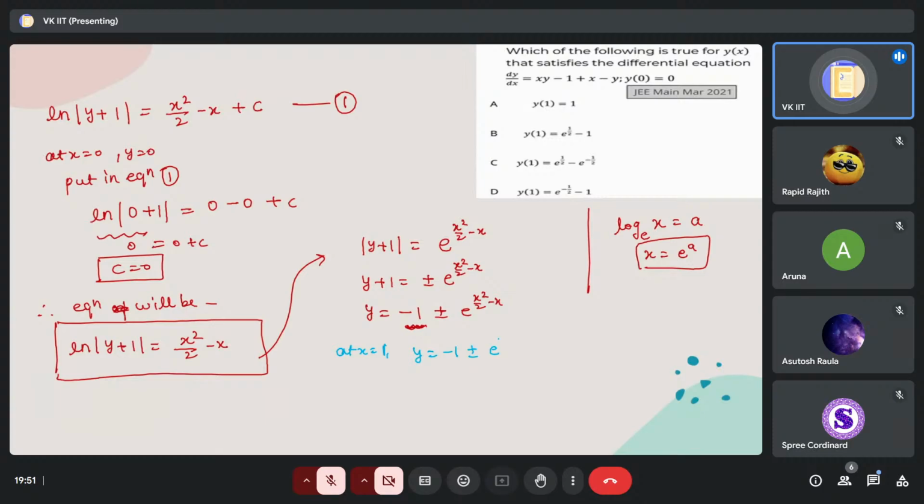Okay. So two answers will be there. Either it is e to the power minus 1 by 2 plus 1, or it is e to the power minus 1 by 2 minus 1. And only one is matching, I guess. Okay, so D option. Yes, sir. So y at 1 is equal to e to the power minus 1 by 2 minus 1. This is the final answer.